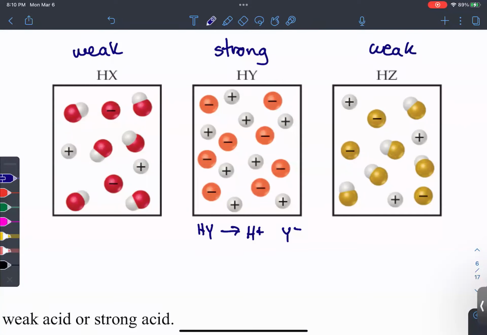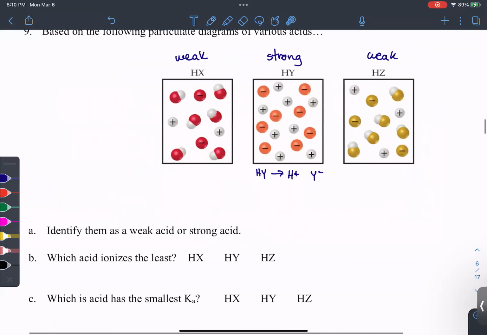So if you think about what K is, products over reactants. In this picture, there is no reactants. All right, and so if you tried to make a K value, there would be a 0 in the denominator. Are you allowed to put a 0 in a denominator? No, you're not. So that's why a strong acid doesn't have a K value, but the 2 weak ones do.